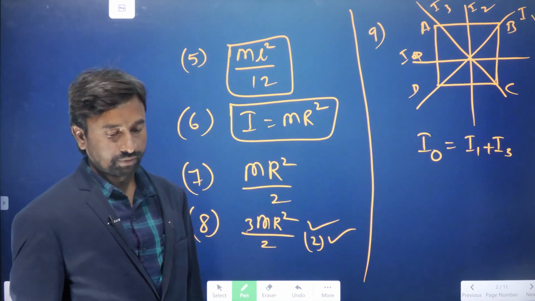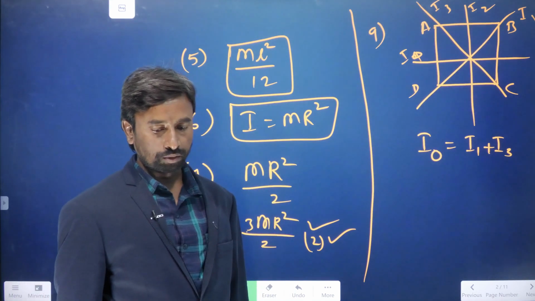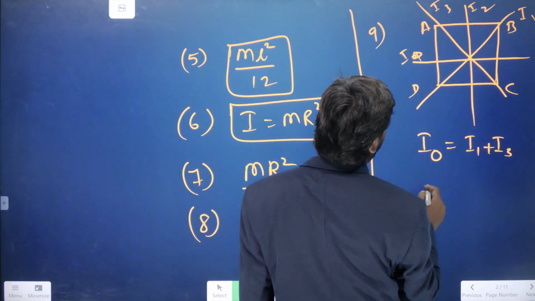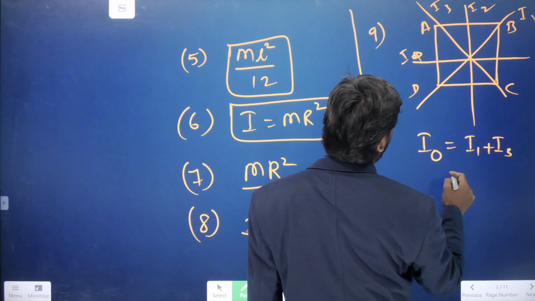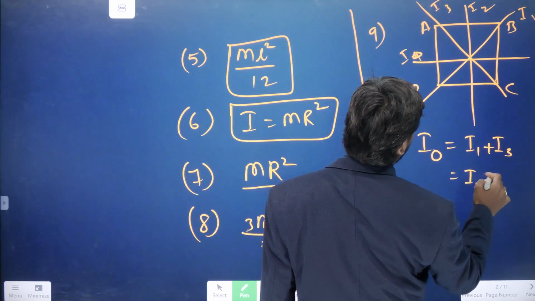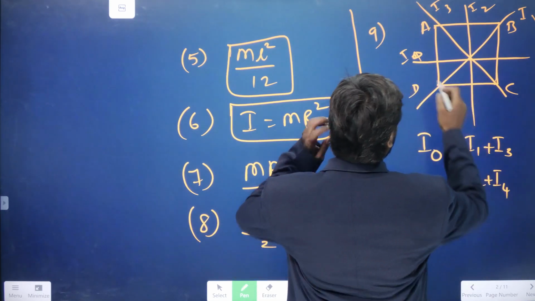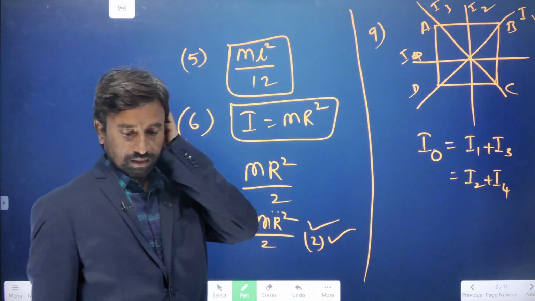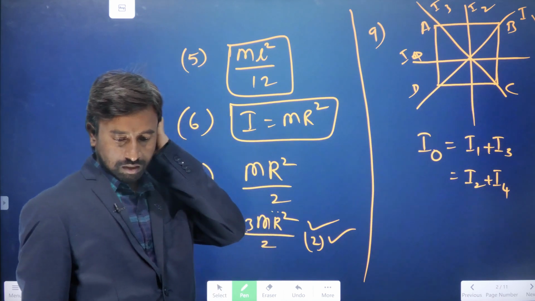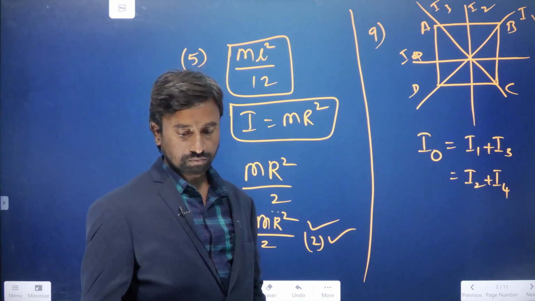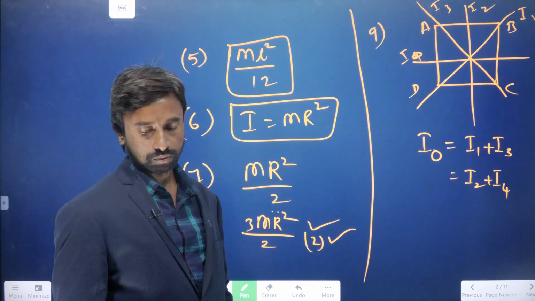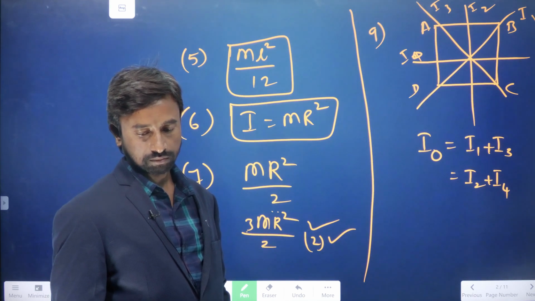Even we can write I2 plus I4, because these two axes are also perpendicular. So I0 is also equal to I2 plus I4. So what is the answer? The answer is the first one: A and B are true. The first option is the right one.